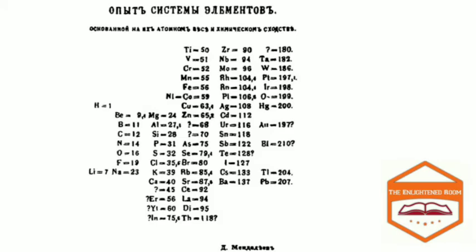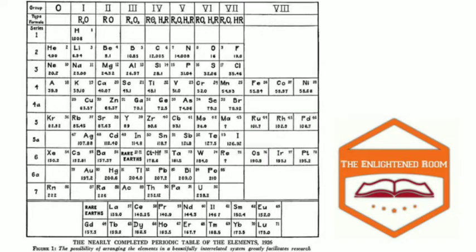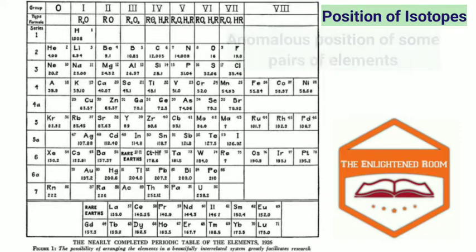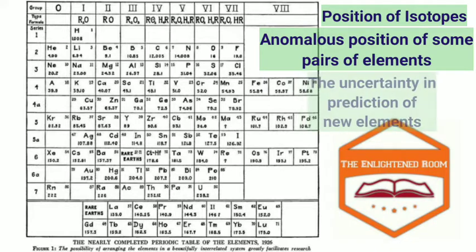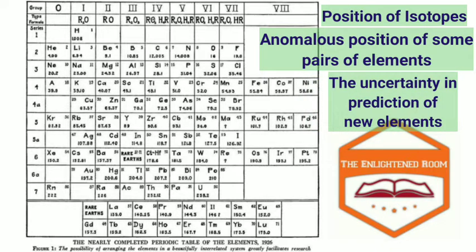Mendeleev classified the elements on the basis of the similarity in physical properties and similarity in the formula of their hydrides and oxides. But there were three major limitations in Mendeleev's periodic table. What are these limitations? Number 1, the position of isotopes. Number 2, anomalous position of some pairs of elements. And number 3, the uncertainty in prediction of new elements.